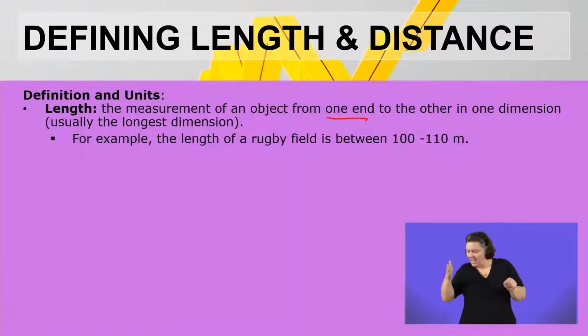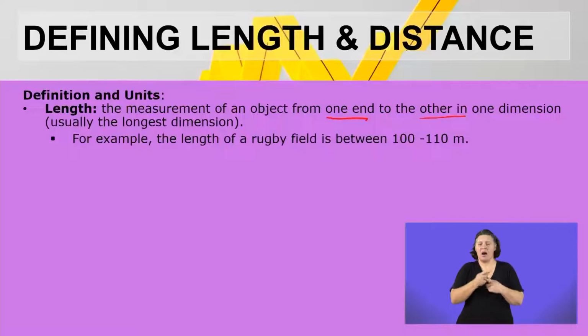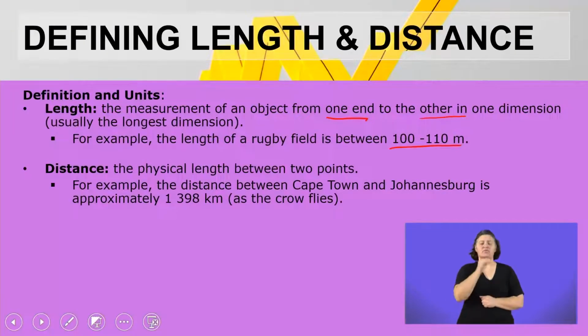So normally we'll say length is the measurement of an object from the one end to the other, in one dimension. Normally, when we teach, we say that's the longest dimension. For example, if you think of a rugby field, the length of a rugby field will be more or less 100 to 110 meters.